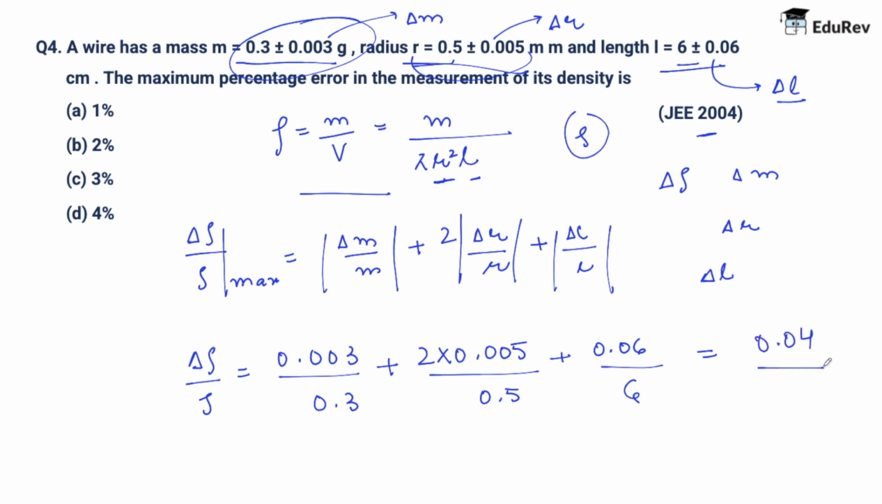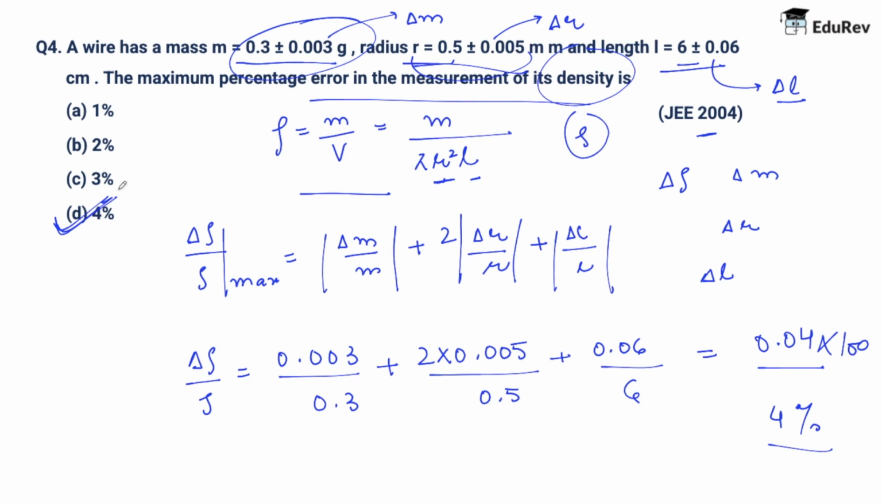0.04. Now I need to find the percent, so I have to multiply it by 100, and multiplying it by 100 will give me 4%. So the maximum percent error in the measurement of density is going to be 4%. That is option number D. I hope you have understood this.